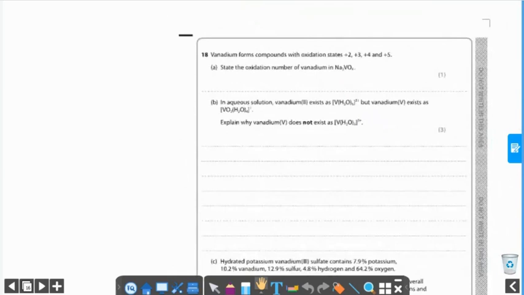Vanadium forms compound oxidation states +2, +3, +4, and +5. State the oxidation number of vanadium in Na3VO4. That means it's VO4 3−. X − 8 = −3, so X is +5.